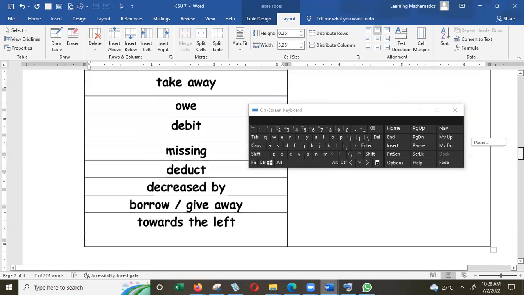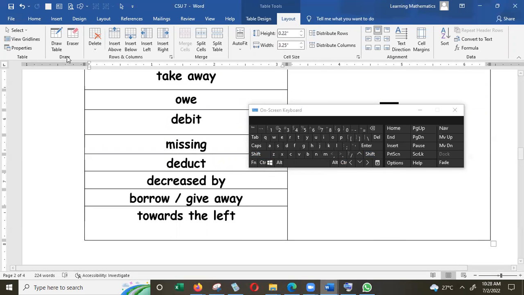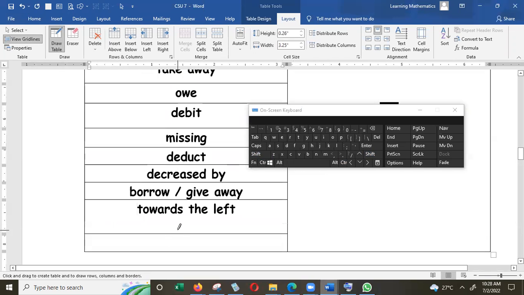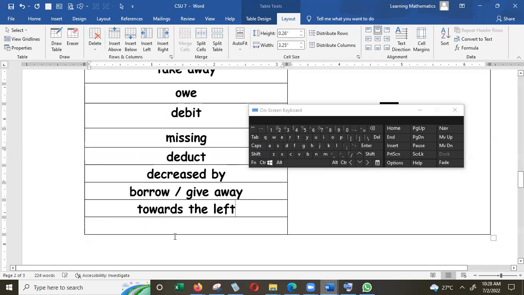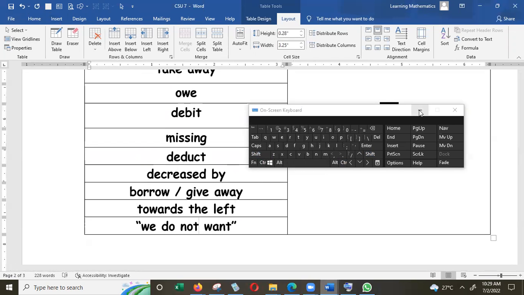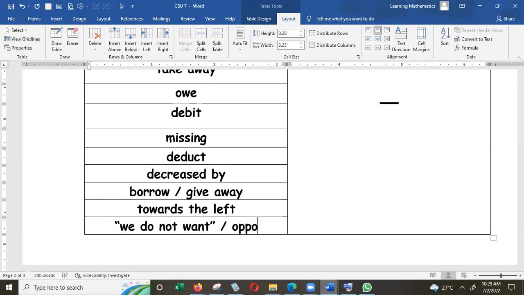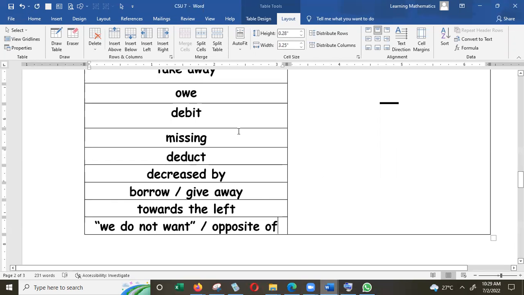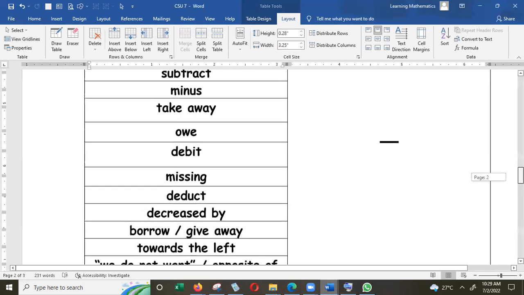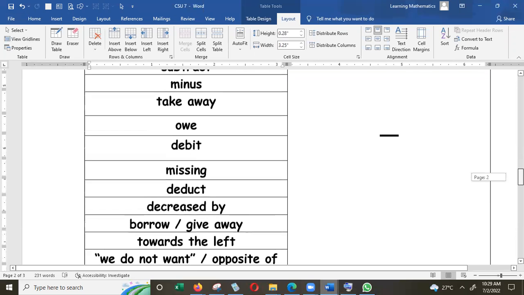And conversely, the negative sign can be translated in words to mean, in certain instances, we do not want. Like the opposite effect. Let's put a slash here: opposite effect, opposite of. And also take away, subtract, minus, all these are words you can use to translate the negative sign.